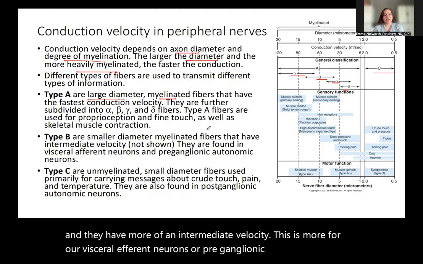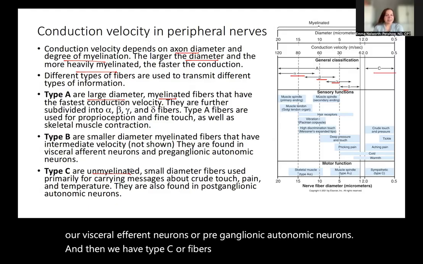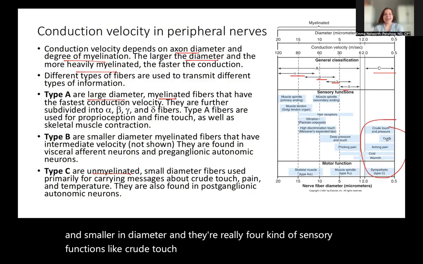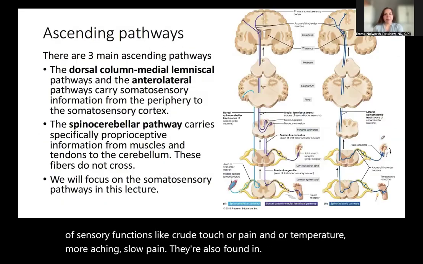And then we have type C nerve fibers, which are typically unmyelinated and smaller in diameter. And they're really for some sensory functions like crude touch or pain and temperature, more aching, slow pain. They're also found in our postganglionic autonomic neurons.